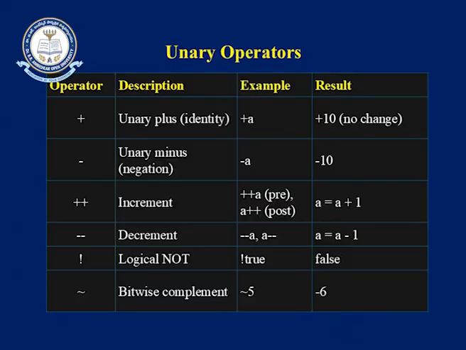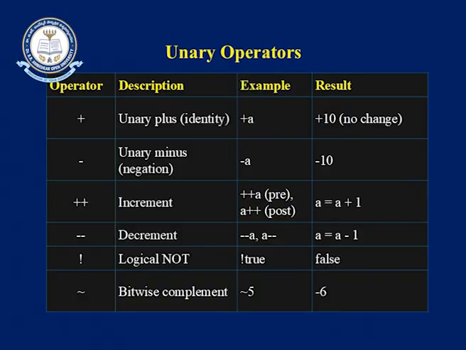The table consists of different types of unary operators, starting with the plus operator and the minus operator. This is called unary plus and unary minus operators. Basically, when an operator is applied on a single operand, that operator is considered a unary operator, as we have seen. Now, if you see in the example section here, a unary operator is applied on a single operand.